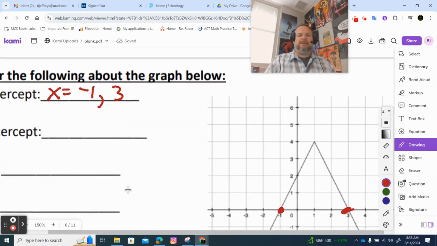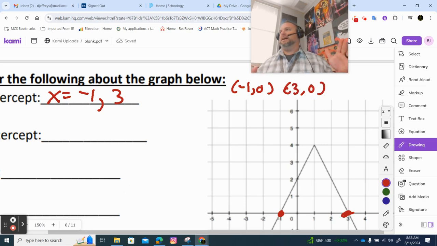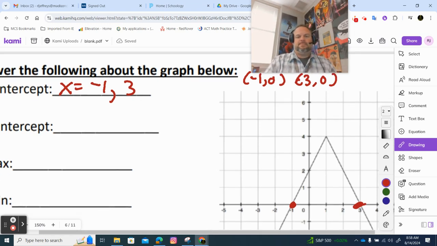Now you could write it like that, or again, you could write it as -1, 0, 3, 0. Either one is fine. Okay. All right. Your y-intercept is right here. What is that point? Y equals 2, or you could say 0, 2. Ta-da!